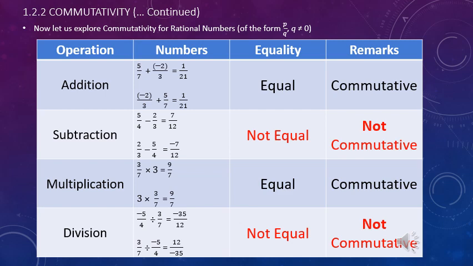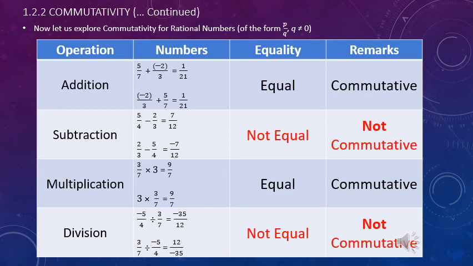For multiplication, we multiply 3 upon 7 into 3, we get the answer as 9 upon 7. And we observe that when we change the order of the rational number, we still get the same answer. Hence, it is commutative.